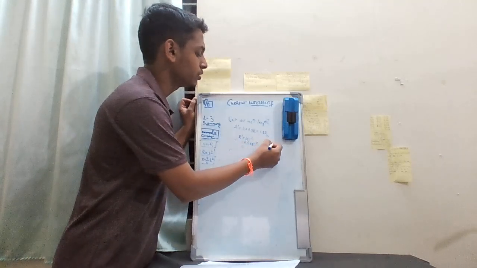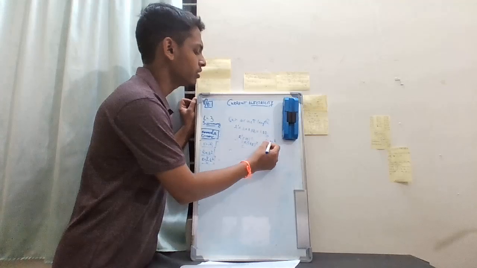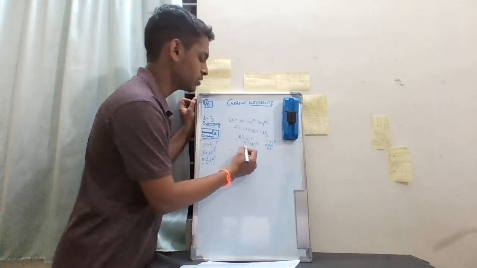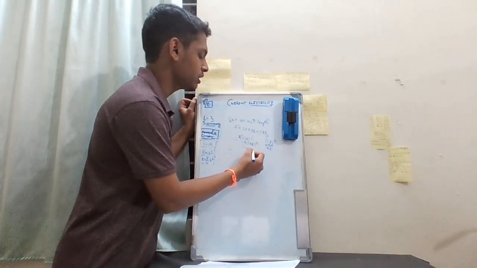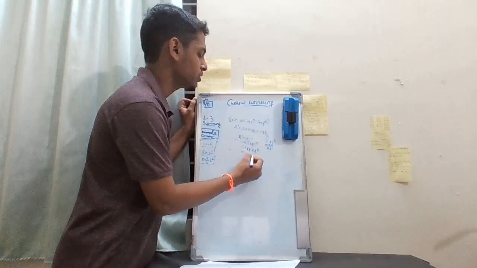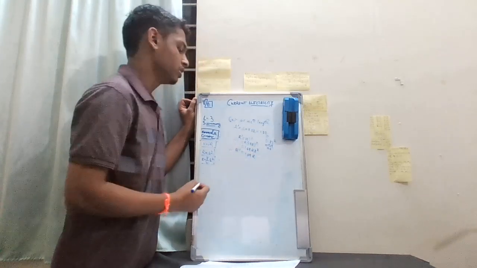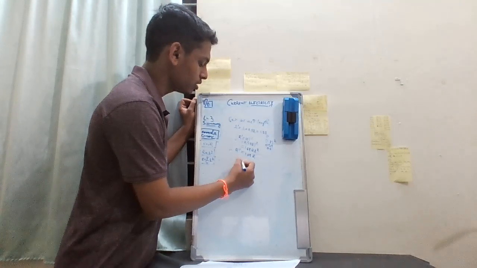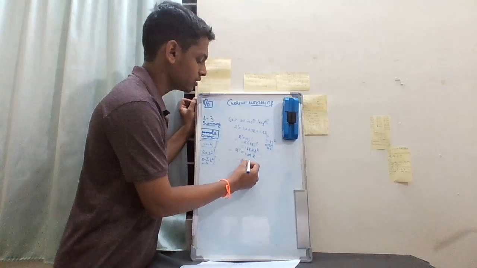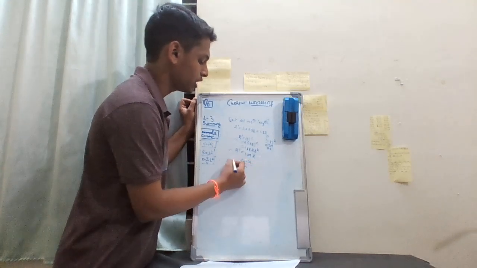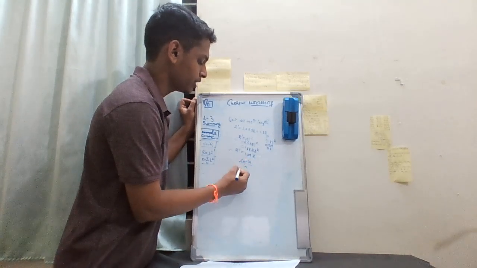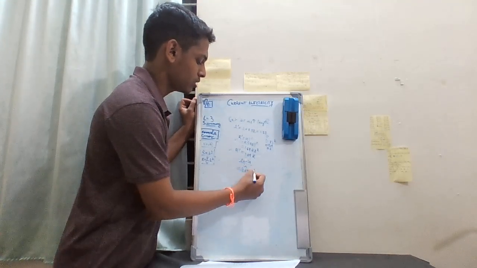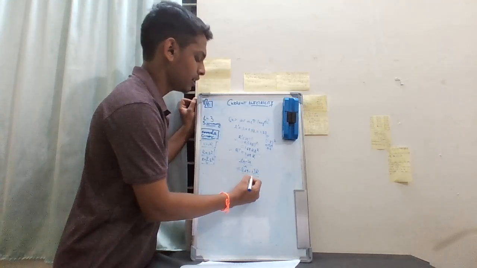1.3 squared is 1.69. So 1.69 KL square. KL square is R, so 1.69 R. The new resistance is 1.69 R. So fractional change would be final minus initial, divided by initial. That would be 1.69 minus 1 times R divided by R.